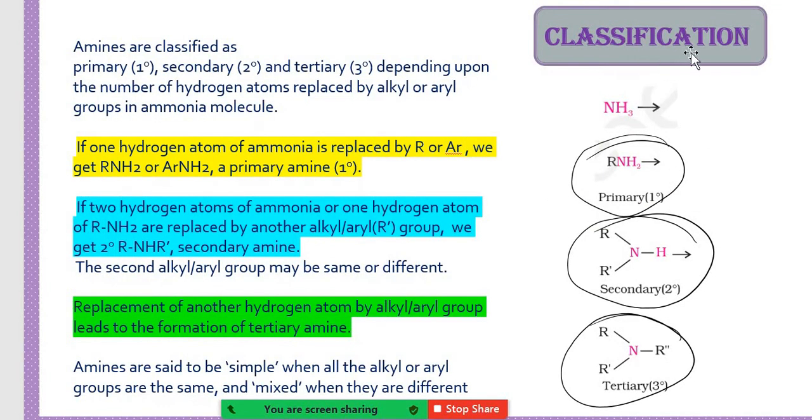If we see the classification, as I told you, in ammonia, if I replace one H with R, I get a primary amine. If I replace 2 H, I get a secondary amine. If I replace all the H, I get a tertiary amine. So this is the classification.